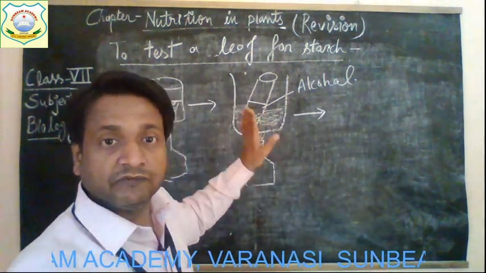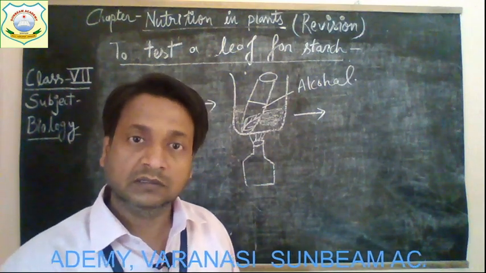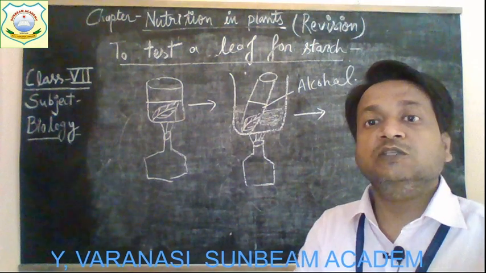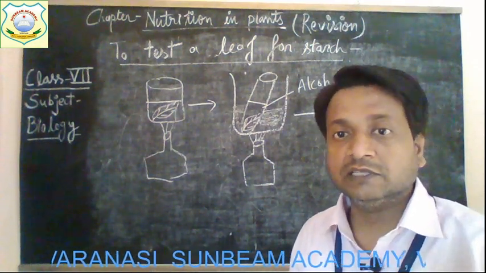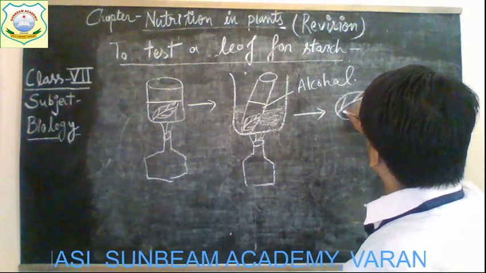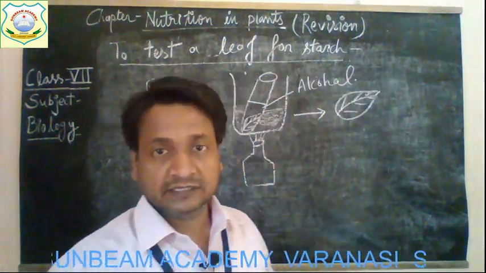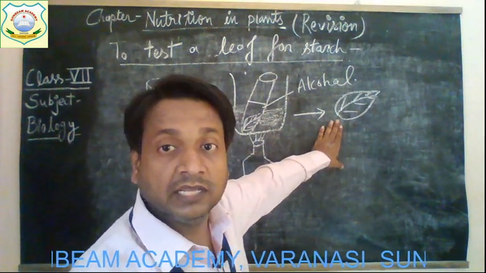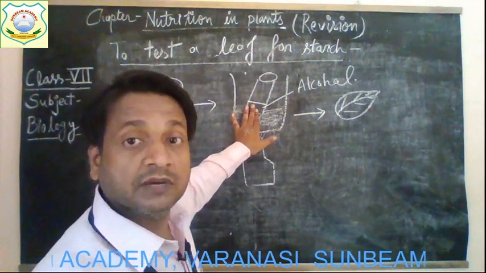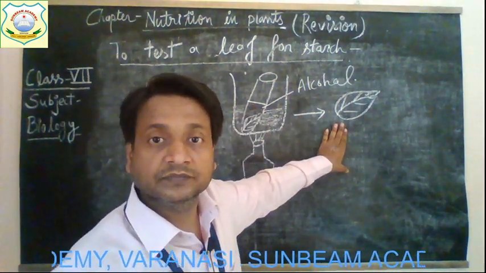take out your leaf with the help of forceps and wash it with water. Get it? And after washing it with water, spread it on a surface or spread it in a petri dish. Now this time the color of the leaf will not be green because the green color has been removed by this alcohol. Okay, it has become colorless.